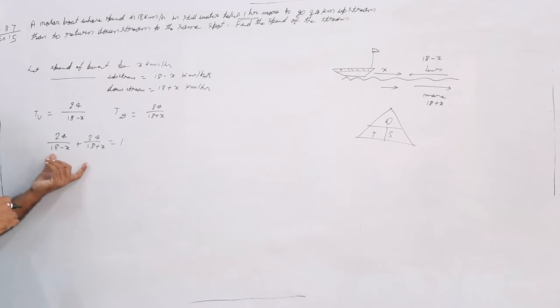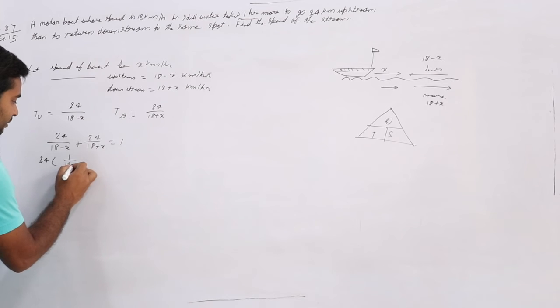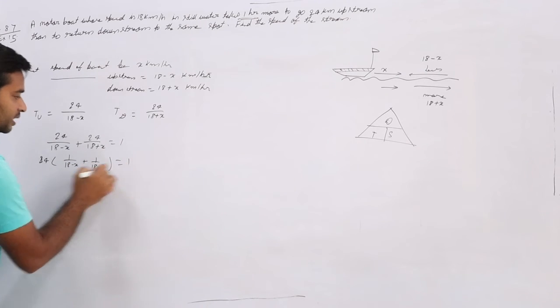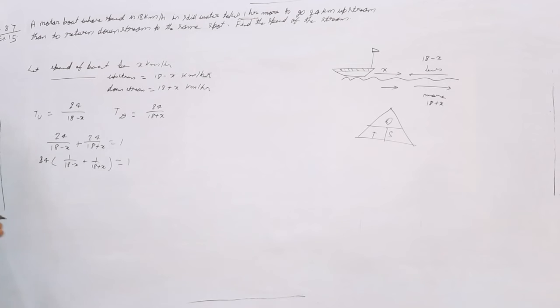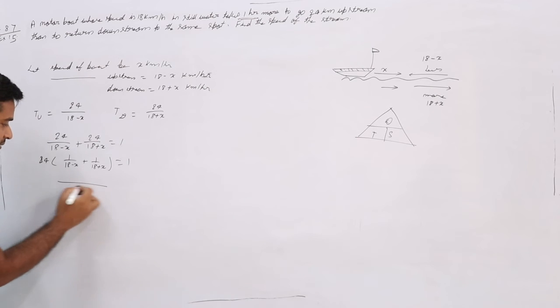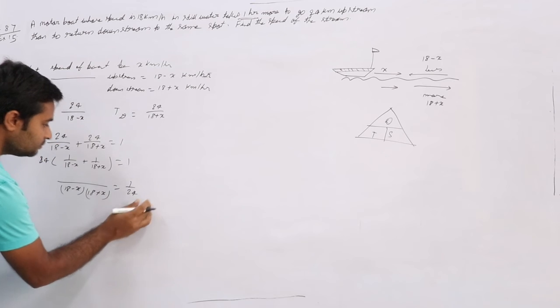Now just simplify. How to simplify? I am taking 24 out. If I take 24 out, 1 by 18 minus x plus 1 by 18 plus x is equal to 1. Take this 24 this side, multiplication becomes division. And take the LCM here: 18 minus x, 18 plus x, is equal to 1 by 24.